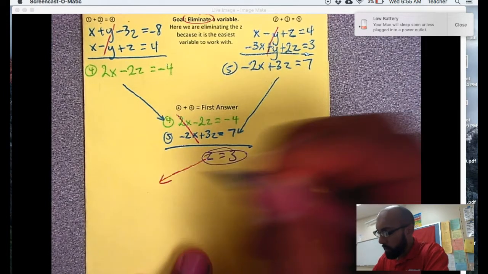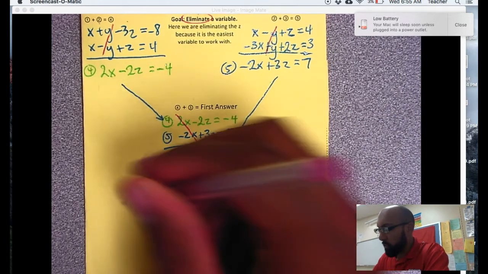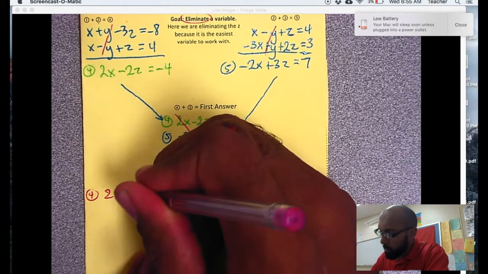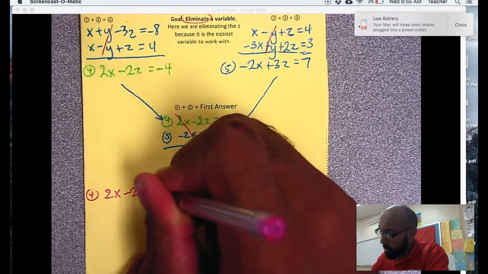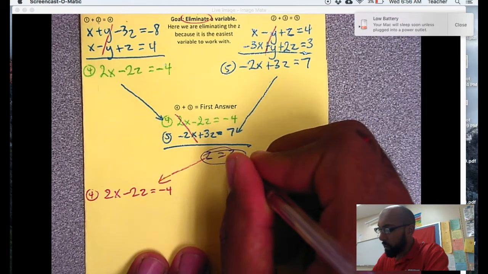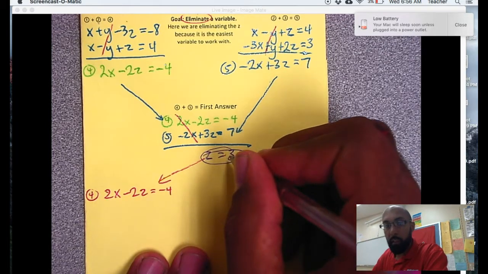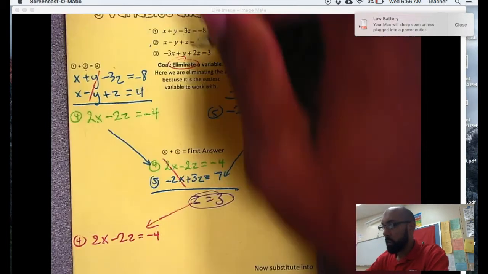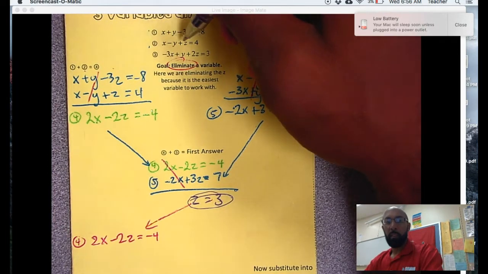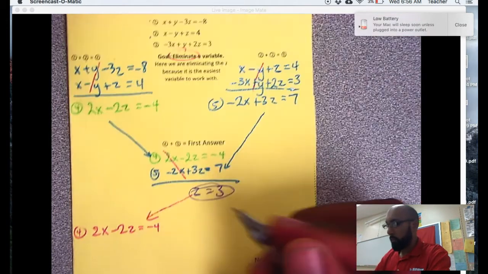Off to the side here, I'm going to take, let's say, equation number 4. And again, you can choose 4 or 5. The idea here is that I'm going to use z to solve for another variable. If I try to plug z back into one of the first 3 equations, I'll still have x and y to solve for, and that doesn't help me figure out one of the variables.